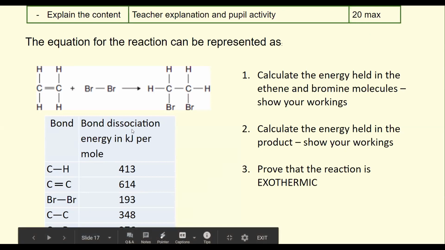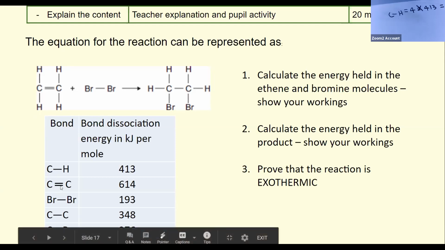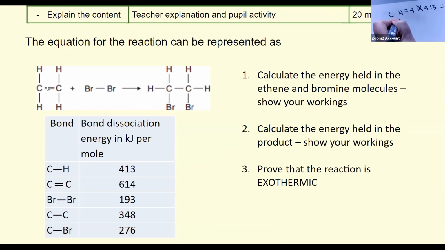Okay, so I've got carbon and hydrogen, and I counted round, and there were 4. So 4 times 413, and then I will put them into my phone in a minute. And then you should also be able to see this here. If you look at the table, you can see C double line, which is a double bond, carbon to carbon, 614. So we've got 1 of those there. It just counts as 1 if you've got a double line. So C=C equals 614.